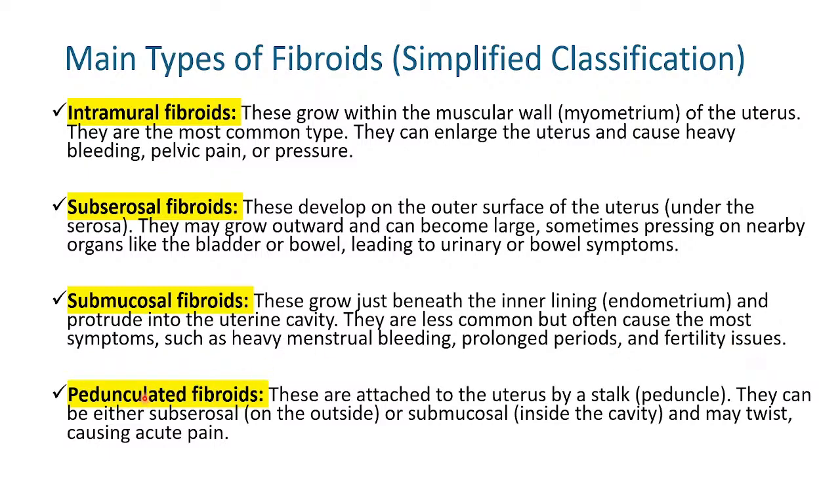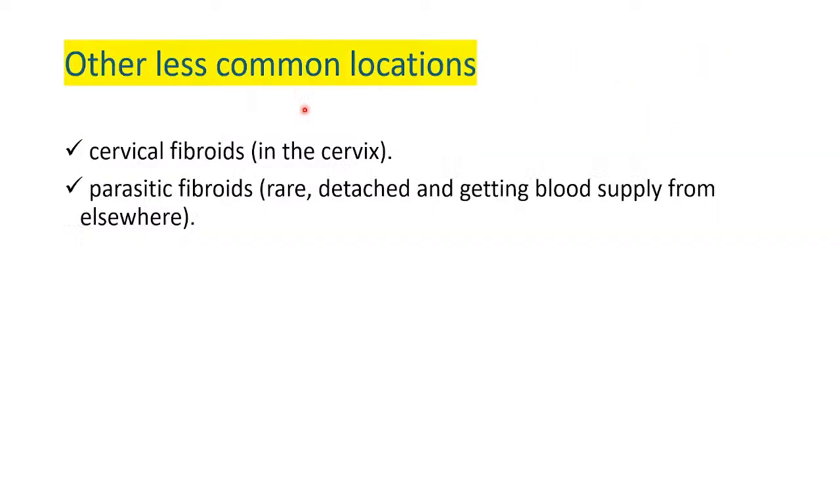We also have what are called pedunculated fibroids. These are attached to the uterus by a stalk, or peduncle. They can be either subserosal on the outside or submucosal inside the cavity, and may twist, causing acute pain. We also have other less common locations: cervical fibroids in the cervix, and parasitic fibroids, which are rare, detached, and get blood supply from elsewhere.